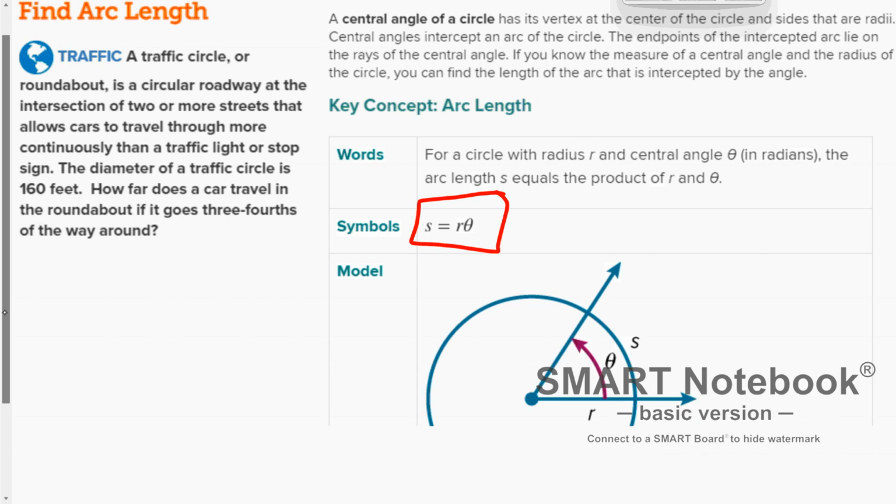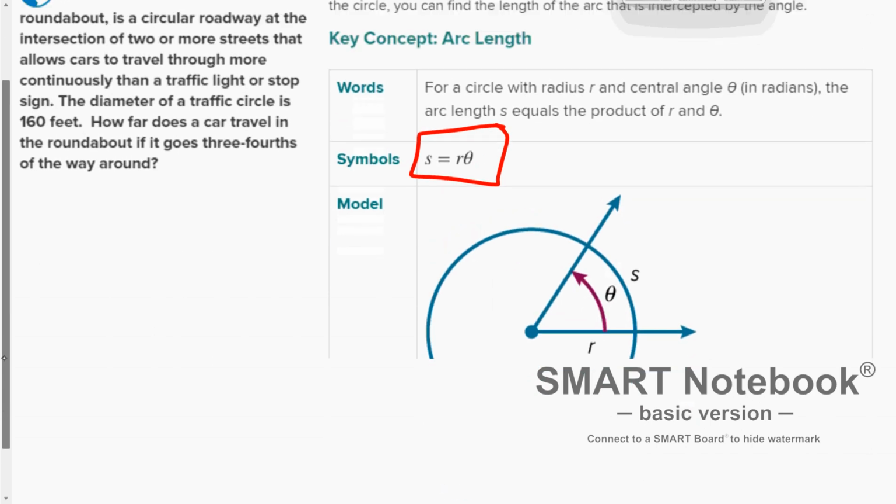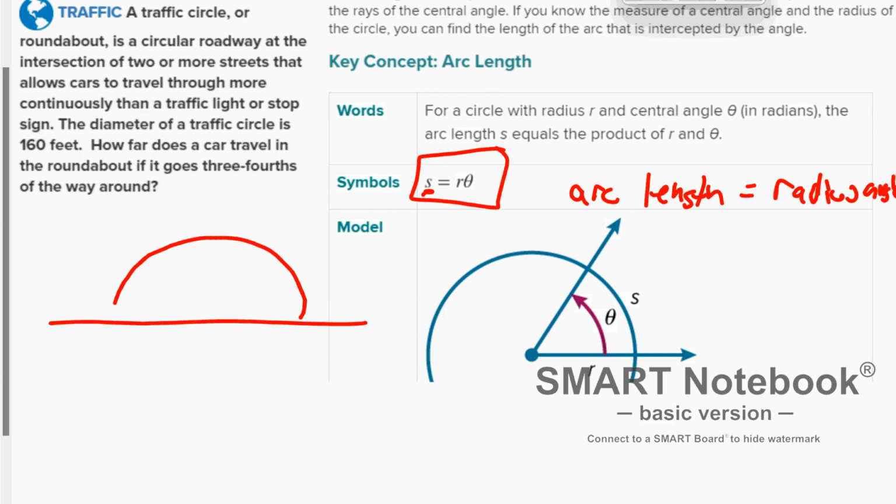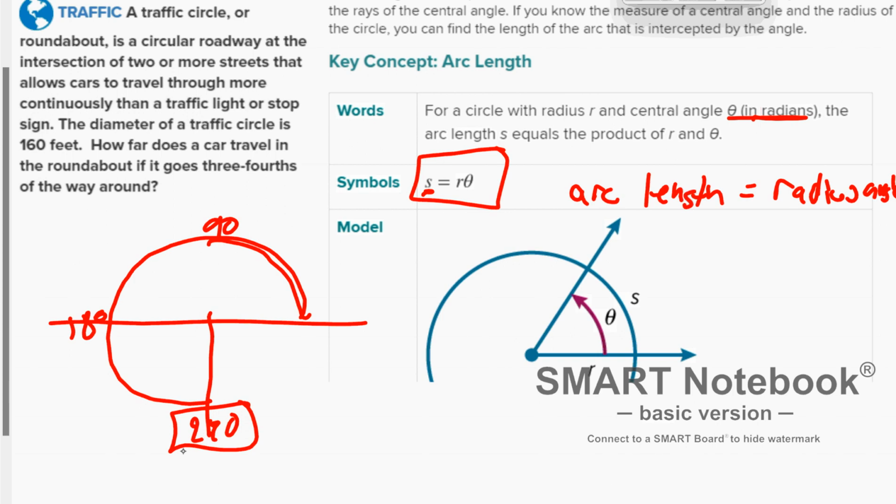Okay, so I want to figure out what is my S, which stands for arc length, R, which stands for radius, and theta, which stands for our angle measure. So if I'm on a traffic circle and I go all the way 3/4 around, I'm right here. So this would be 90, this would be 180, and this would be 270. Our angle always needs to be in radians, so I got to convert this, right?